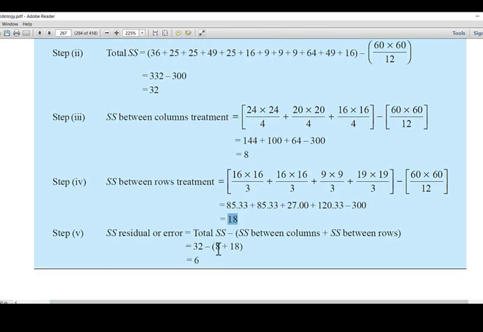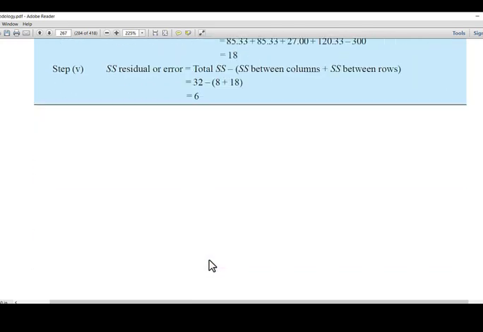Then SS residual or error. That is given as total SS minus the sum of SS between columns plus SS between rows. The total SS is 32, minus this 8 plus 18. So that is now 6. SS residual or error is 6.